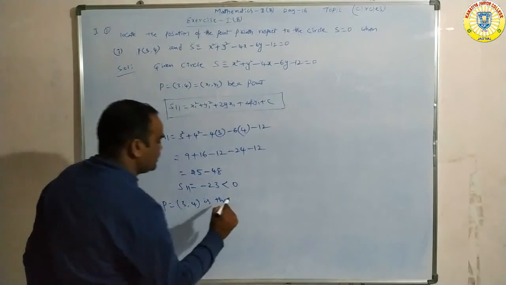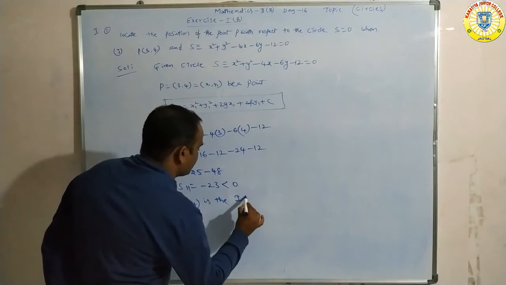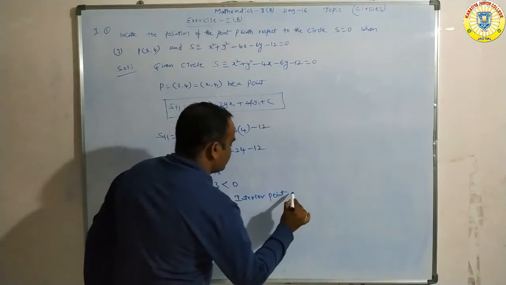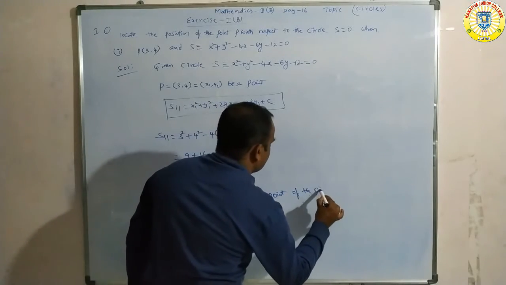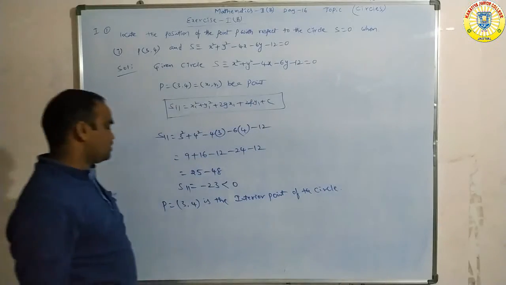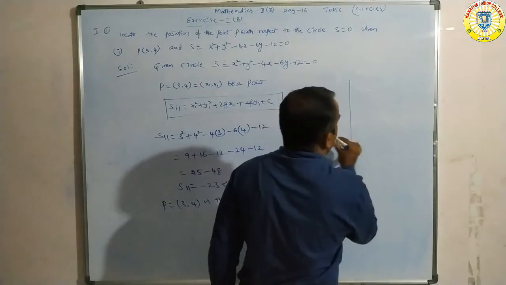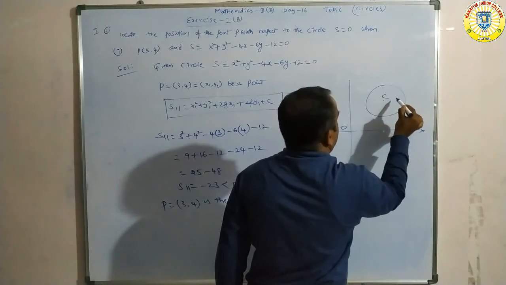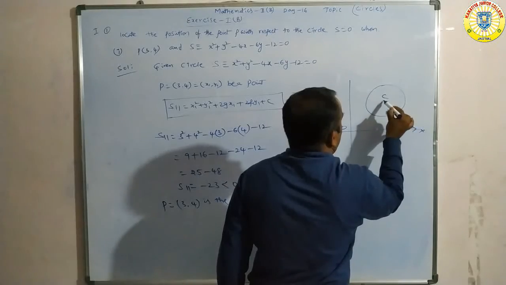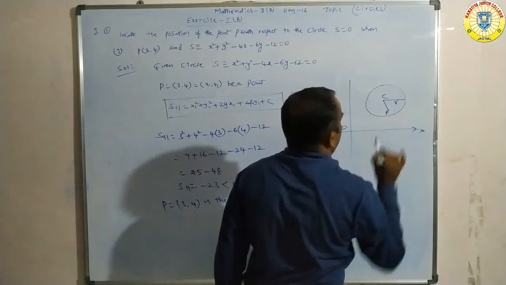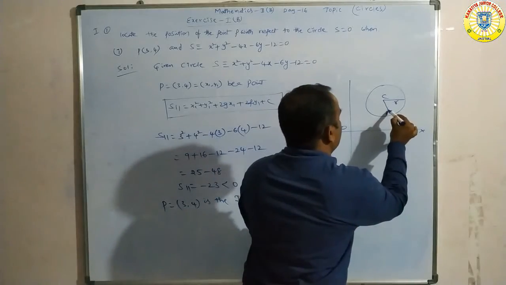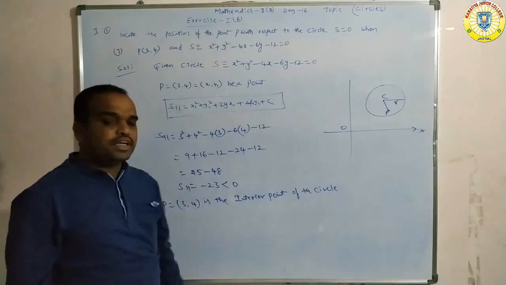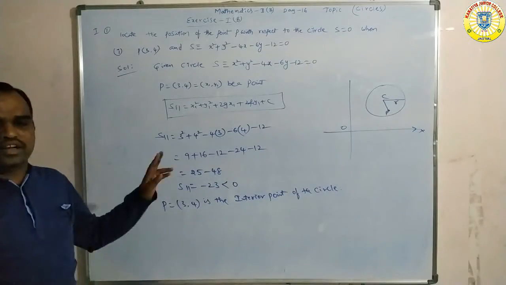Less than 0 is there, so it is the interior point of the circle. Okay now? Interior point means inside the circle, sir. This is the origin, the x-axis, like this. Here is the center. So here we are taking P. This is P, and this is R. P lies where, sir? Interior point of the circle. So S11 is less than 0. That's all. P is the interior point of the circle. All of you write this one.